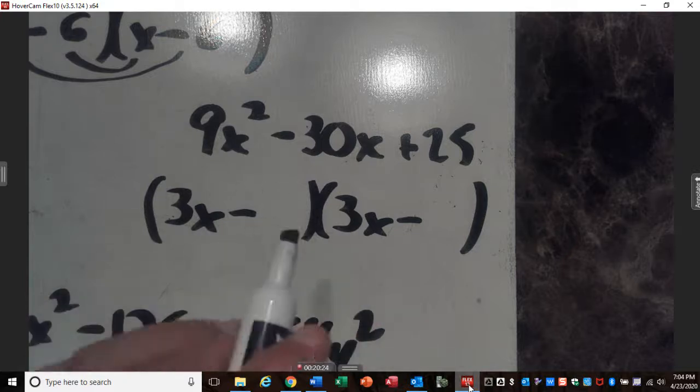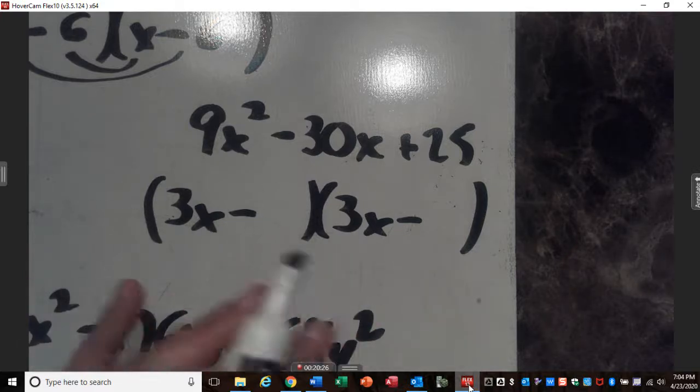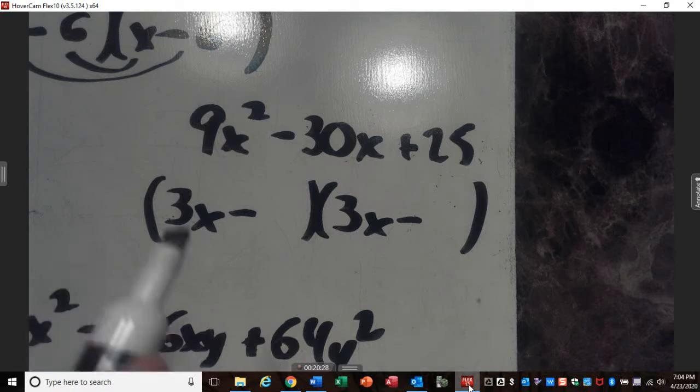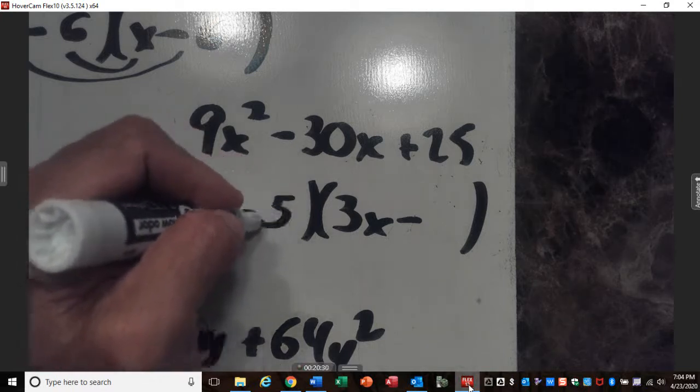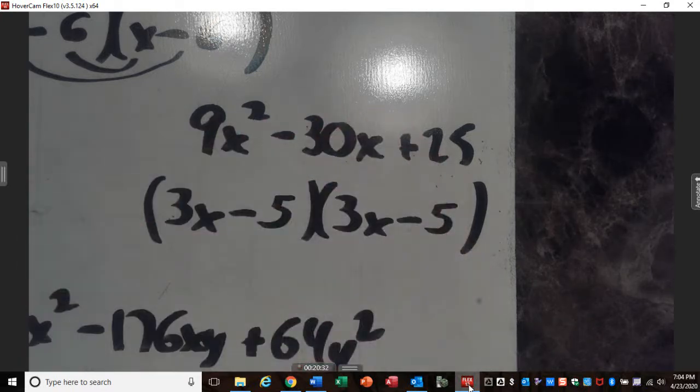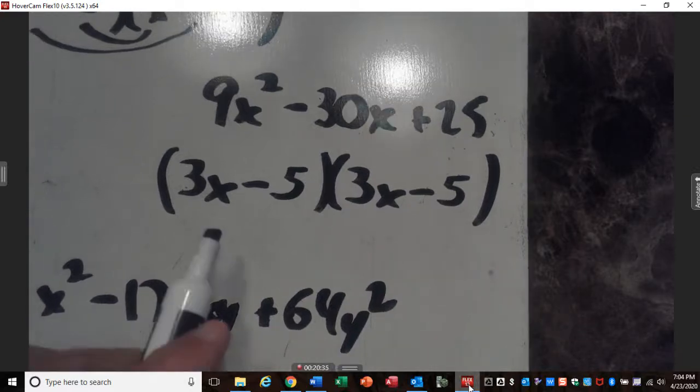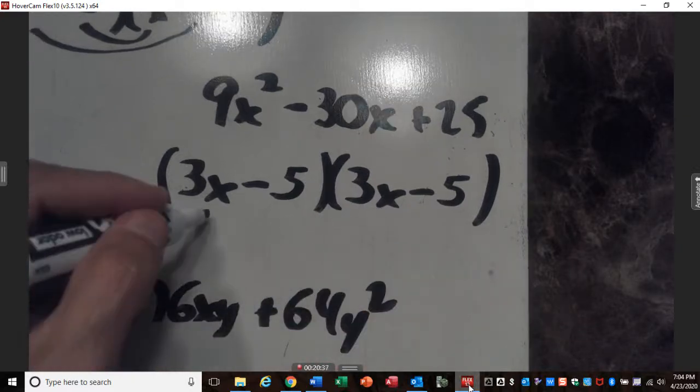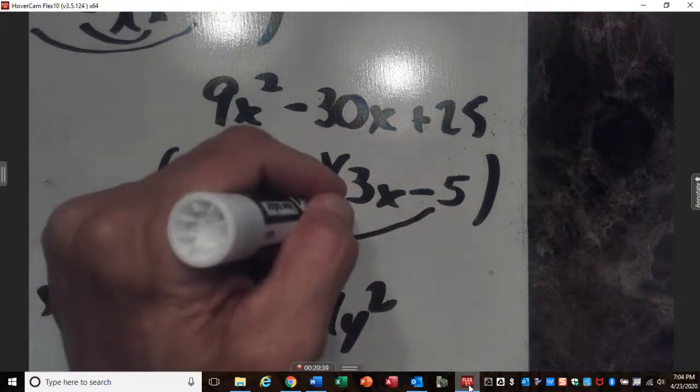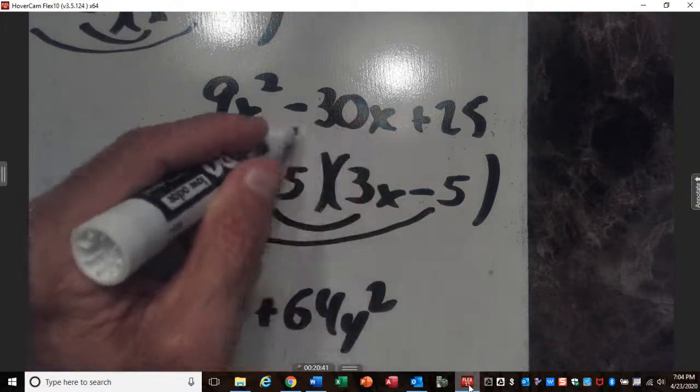See, this is why FOIL is so important. If you're iffy on the signs and you're not sure, FOIL is always your check. You go back and FOIL it at the end. If it doesn't work, then you made a mistake somewhere. So there you go, 3x minus 5 and 3x minus 5. When you do the middle terms, you're going to get negative 15x and another negative 15x, and there's your negative 30x.